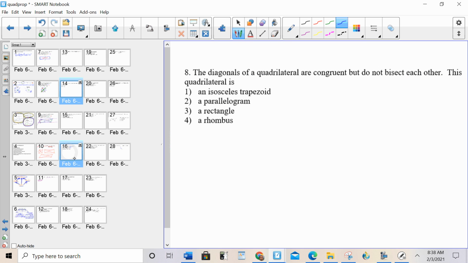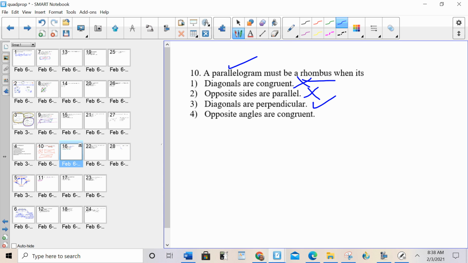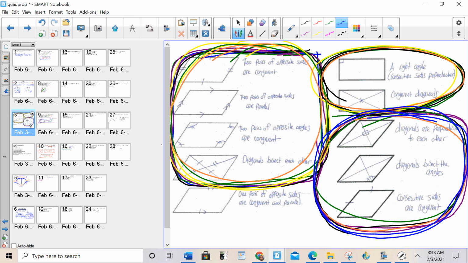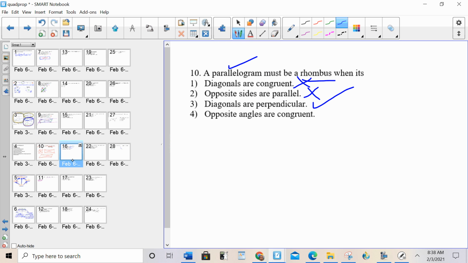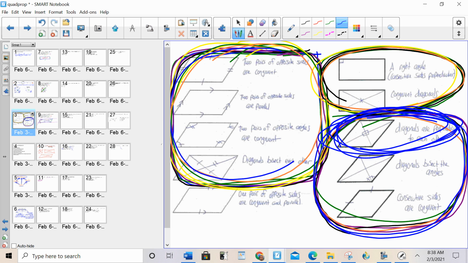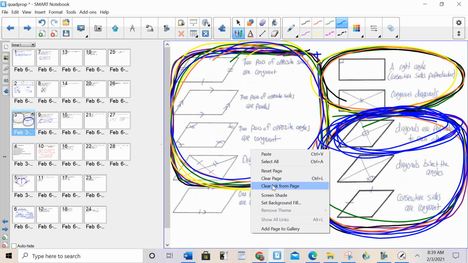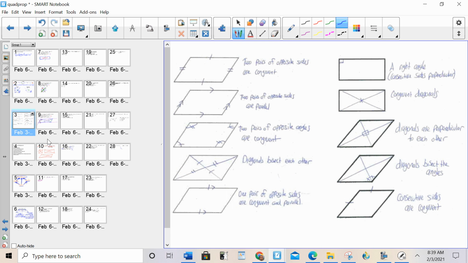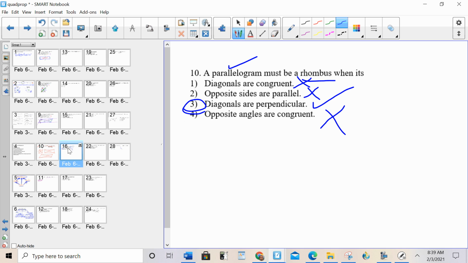I keep on losing the page. Diagonals are perpendicular. Yes. That's that property right there. The answer has to be one of these three. So that's it. Opposite angles are congruent. Again, that is a property of the rhombus, but it does not prove it's a rhombus. To prove it's a rhombus, it needs to first be a parallelogram and then have one of these three properties. So your answer is choice 3.